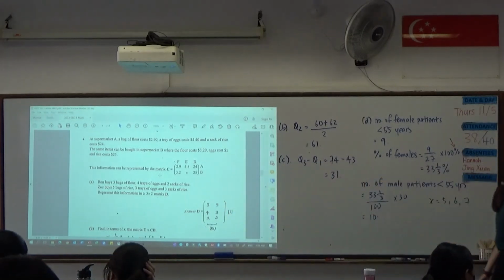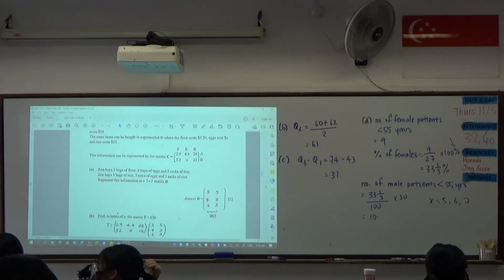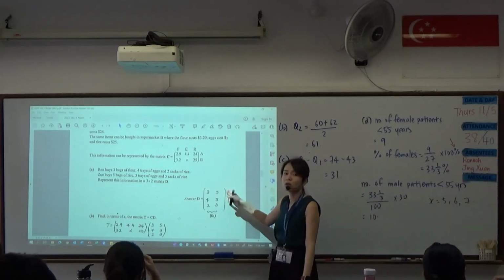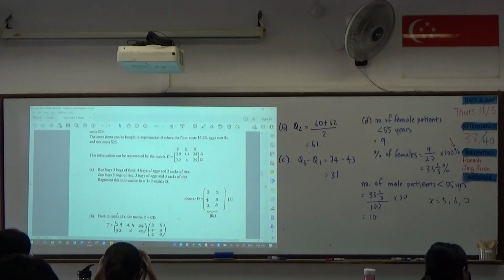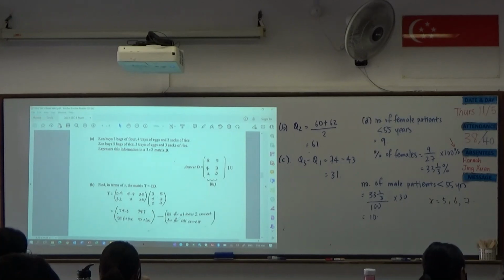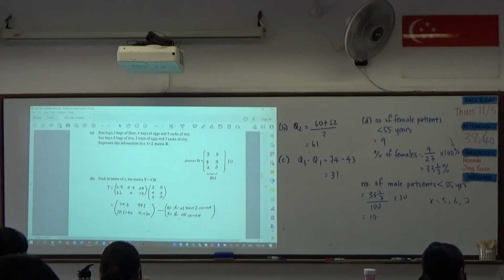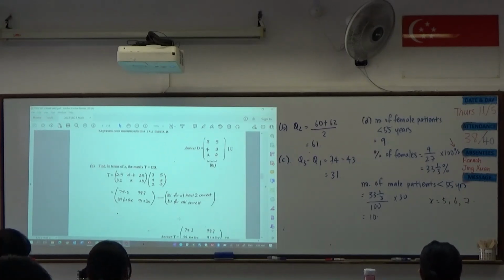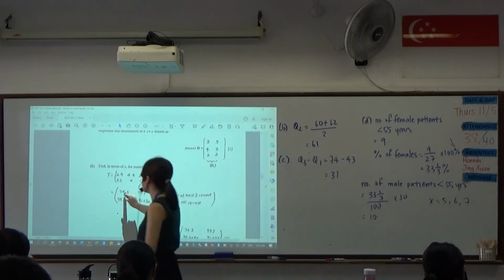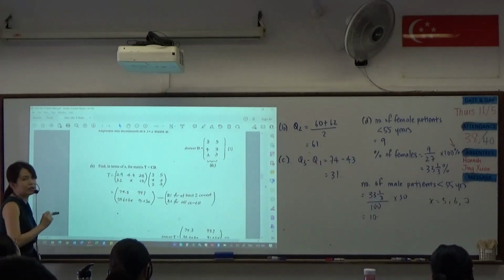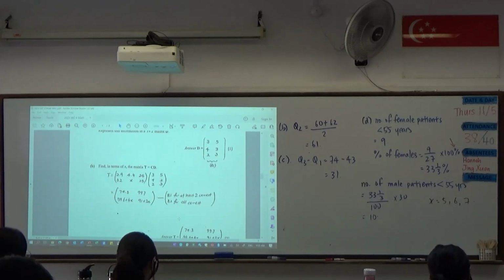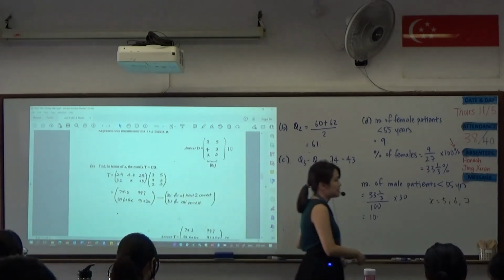Part A says that there's Ron and Zoe buying stuff and want you to represent it in a 3x2 matrix. So the answer will be 3, 4, 2 in the first column and 5, 3, 3 in the second column. This one, most of you can get it correct, if not all of you. Okay. Part B, find in terms of X the matrix T equals to CD, right? Most of you can do the matrix multiplication correctly, for the first two elements. But when it came to the next two, there are sometimes calculation errors. Okay, we should be getting 59.6 plus 4x and 91 plus 3x.